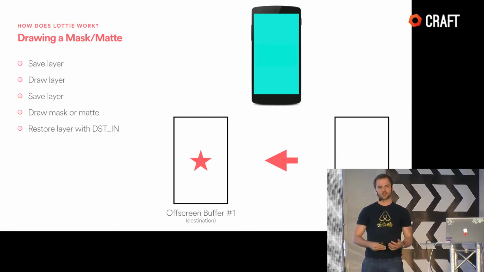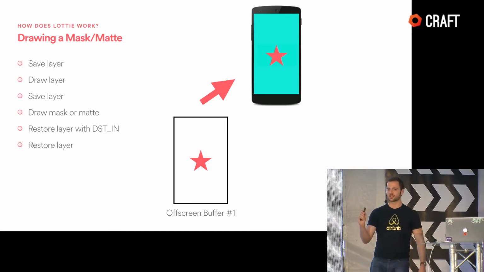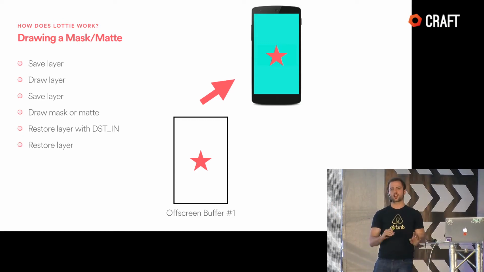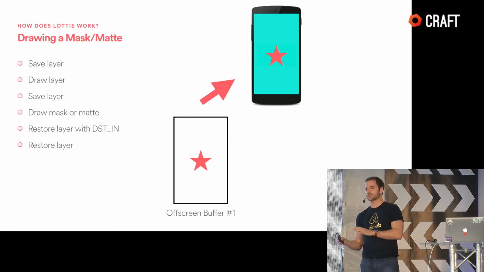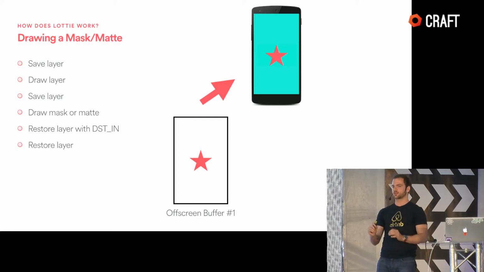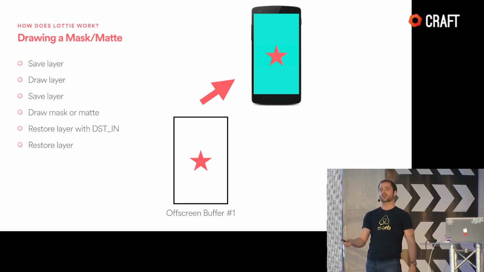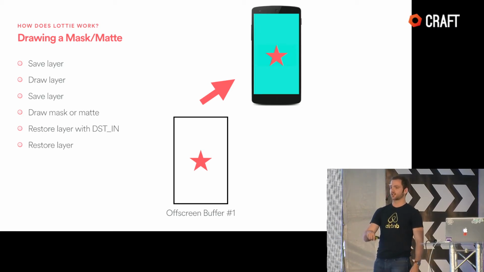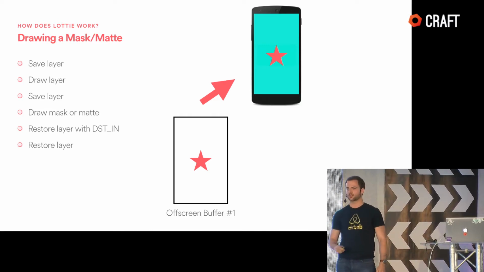Now we have a red star on one off-screen buffer. And then we call restore again, and it goes back to the main screen. The second restore call is actually not drawn with any transfer modes because it already has the correct content. But the reason we need this additional saveLayer call is that if you render other things on layers prior to this masked layer, those would be masked unless we draw that current layer to the first off-screen buffer. So it's really important that we do both of these calls.